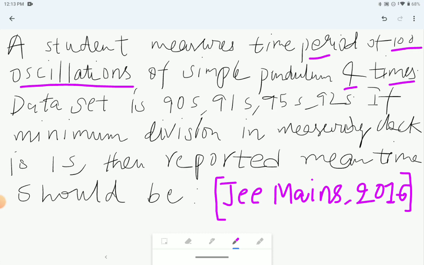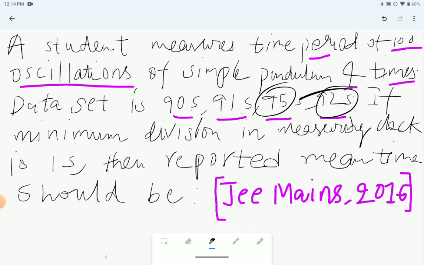The data set came out to be 90 seconds, 91 seconds, 95 seconds, 92 seconds. I'll explain it clearly by drawing some diagram. So first read out the question here. The student measures the time period of 100 oscillations of a simple pendulum 4 times. The data set he obtained was 90 seconds, 91 seconds, 95 seconds, 92 seconds.